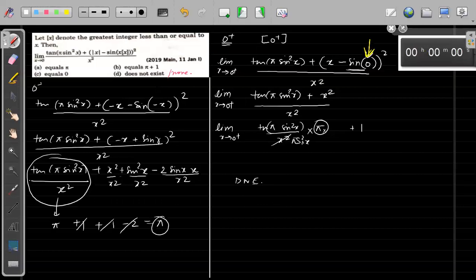So please remember, if you have any option like this, that means you have to check, there is no other option, you have to check left hand side limit and right hand side limit, right?